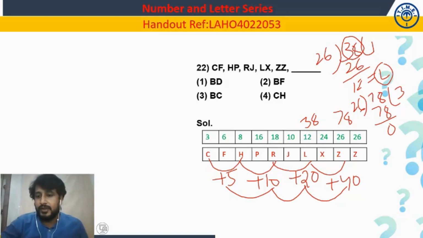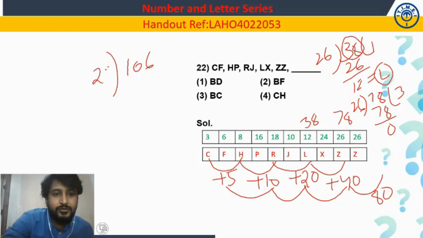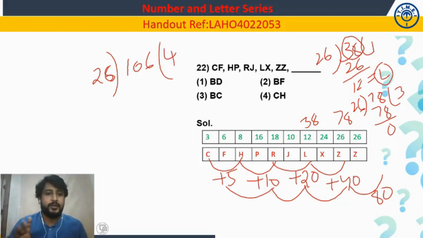Now according to this logic, 5, 10, 20, 40, what should be next? 80. So either I may do 78 plus 80 or I may do 26 plus 80. 26 plus 80 is equal to how much? 106. Now to identify the 106th letter, it should be divided by 26, the English alphabet set. 26 maximum how many times? 4 times, not more than 4 times.